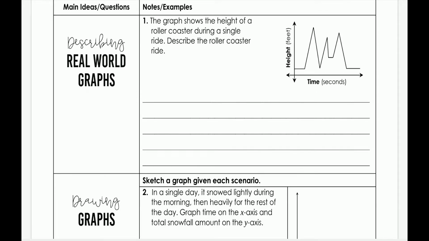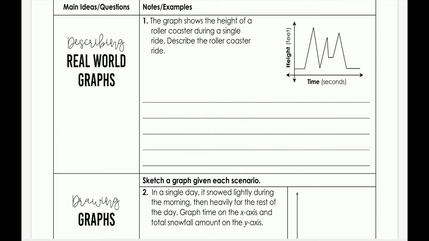So today we're going to be talking about real-world graphs, and we're going to be both describing and drawing graphs. So with the first example, I've been given a graph, and I want to be able to describe what's happening. So if we read number 1, it says the graph shows the height of a roller coaster during a single ride, and we want to describe the roller coaster ride. And if you look over to the right, we have time as the x-axis and height as the y-axis.